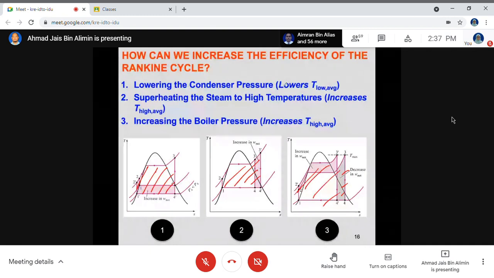Yang selalu keluar ni ialah dua-dua ni selalu keluar. So we need to look at the previous semester, which question came out, and then the balance is the one that is going to appear for the next test or exam.